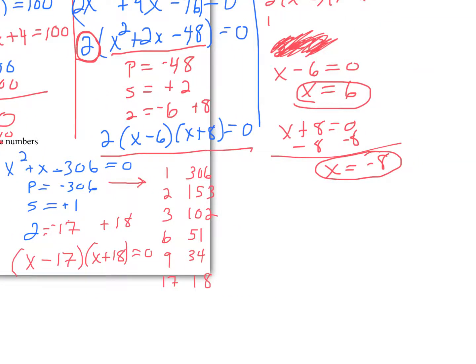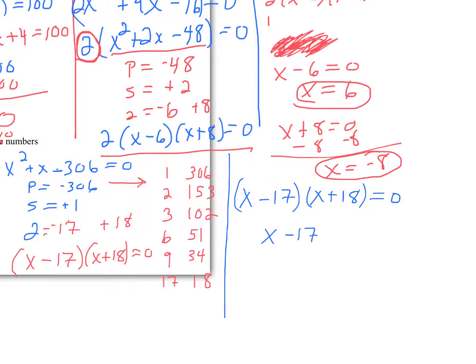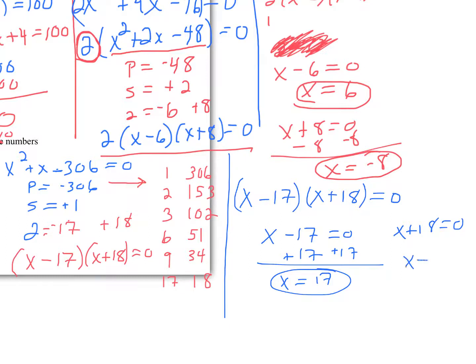Alright, so now let's do this up. So x minus 17, x plus 18 is equal to 0. So now we solve. X minus 17 is equal to 0. Add 17s. Therefore, x equals 17. X plus 18 is equal to 0. Therefore, x equals negative 18.